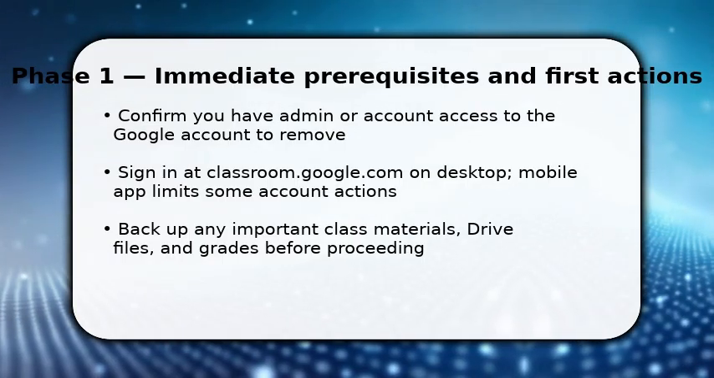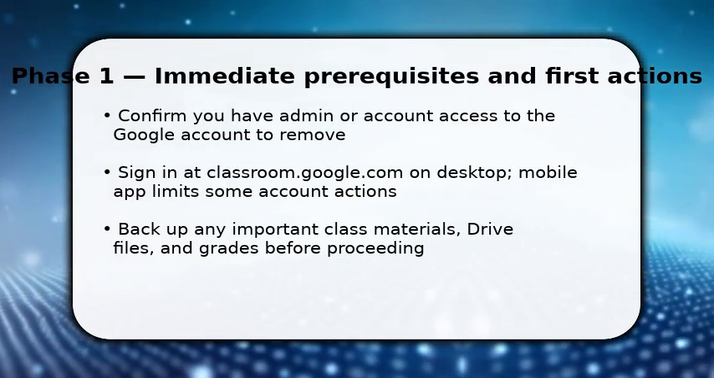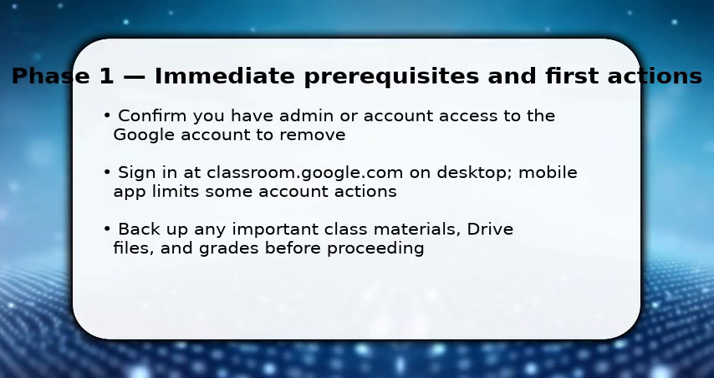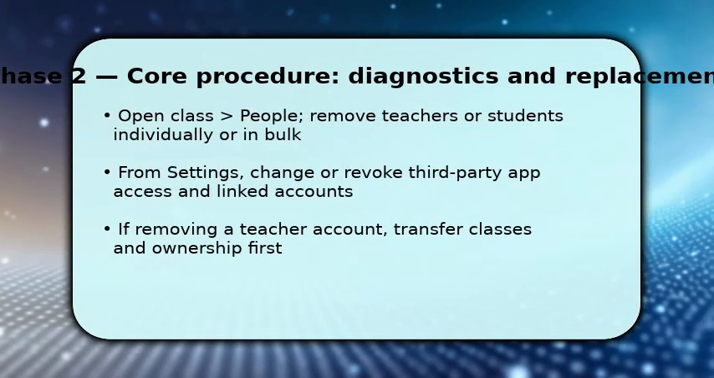orphan data. Next, open Settings from the left menu and review linked accounts and enrollment status. Do this now so that, when you proceed, you won't lose student records or assignment history. Now you perform the detailed steps.